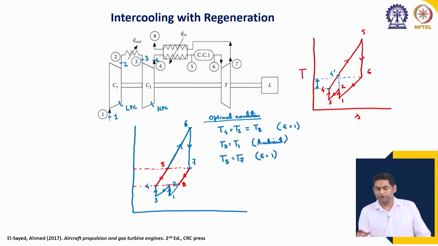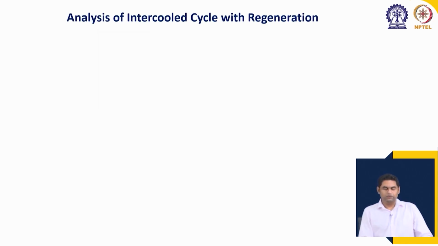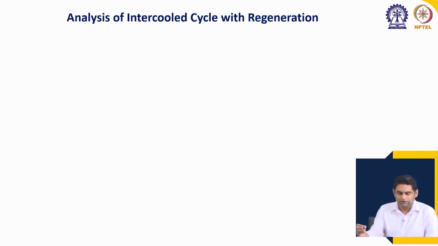So, again if you compare to the simple intercooled Brayton cycle, the effect of regeneration is very strong, and intercooling is generally always used with regeneration. So, that we can have this combined benefit, and this occurs because the inlet temperature to the regenerator is significantly lowered if we use an intercooler, and as a result we get considerable range of temperature for the regeneration to occur. Okay. So, let us analyze this intercooled cycle with regeneration further.